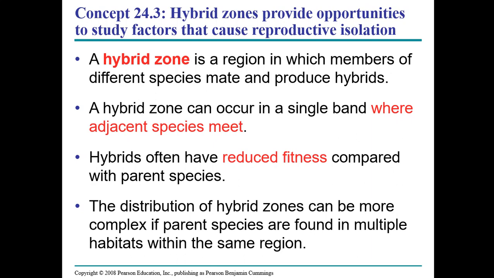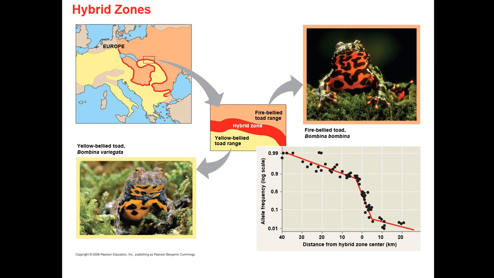The distributions of hybrid zones can be more complex if parent species are found in multiple habitats. They can live in upland, lowland, near shore, multiple habitats within the same region. Kaya nagkakaroon tayo ng mga hybridization. These are hybrids that are naturally occurring then. Iba naman kasi yung domesticated hybrids.